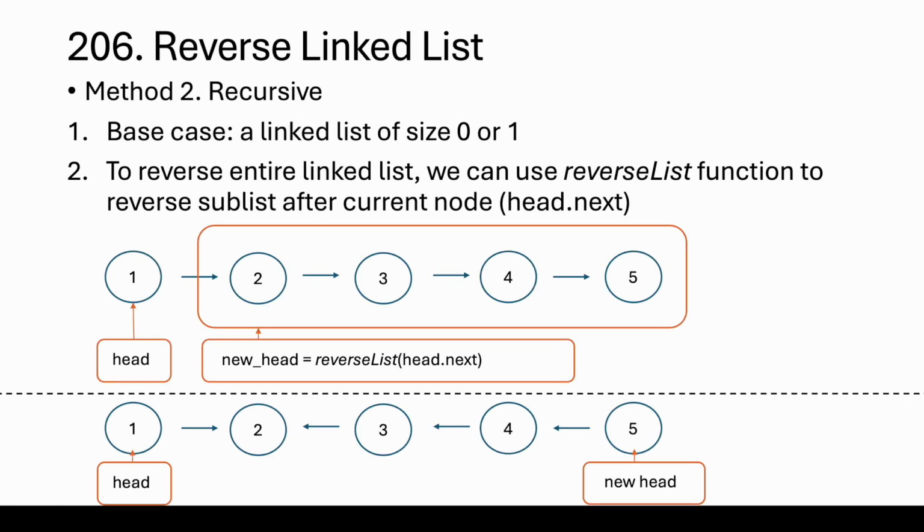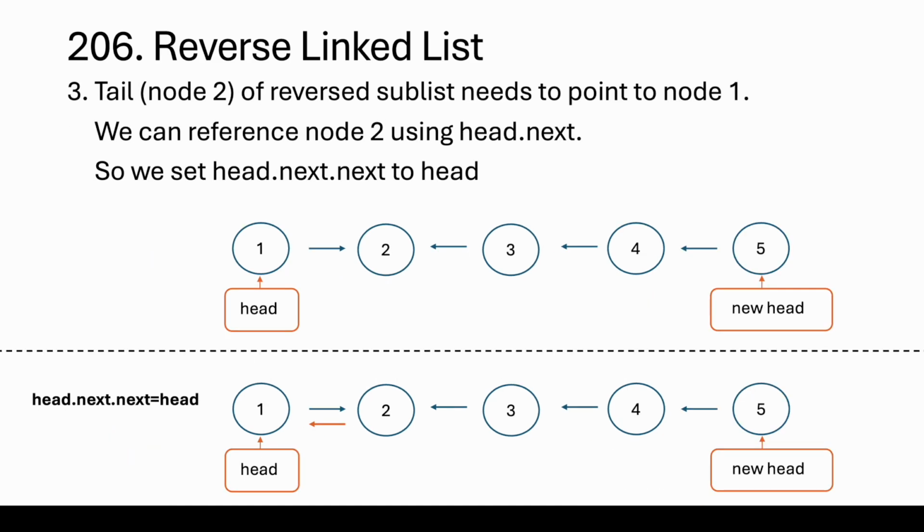We can also use the recursive method. The base case is a linked list of size 0 or 1. In order to reverse the entire linked list, we can use the reverse list function to reverse the sublist after the current node. As we see in the example, we use the reverse list function on node 2 to node 5. After we use the function, we get 5, 4, 3, 2, and the new head is node 5.